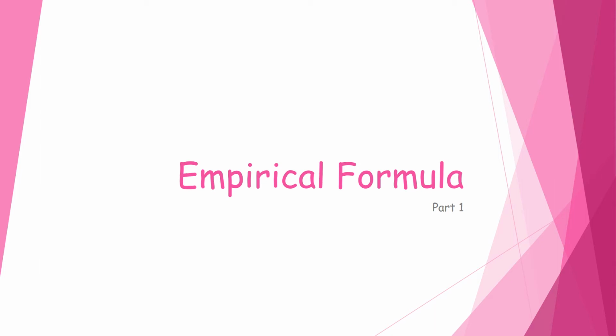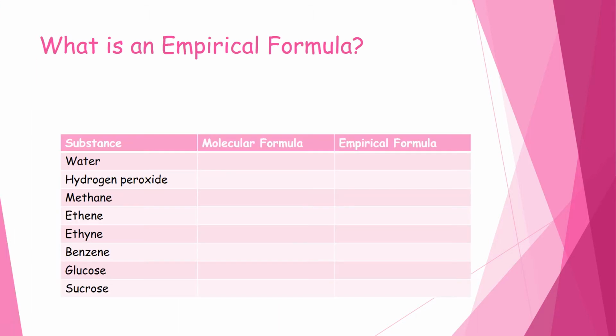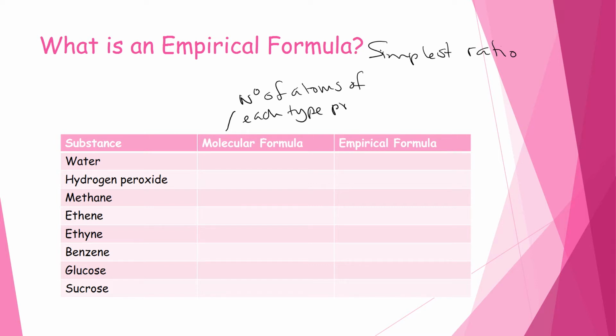In this series of videos, we're going to look at how to calculate an empirical formula. So what is an empirical formula? It is simply the simplest ratio. Now it differs from a molecular formula because a molecular formula actually tells you the number of atoms of each type present in the compound.